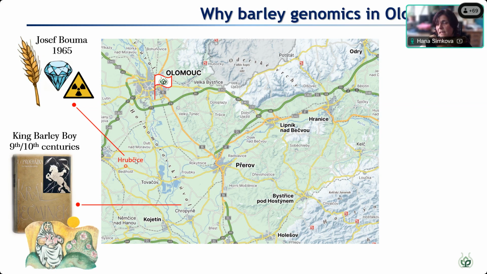The irradiation induced a large inversion in chromosome 7H, which was quite intensively studied in both the barley pan genome and the pan transcriptome project. So it's good to know where it comes from.